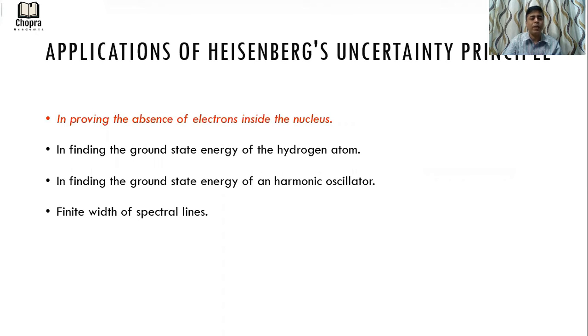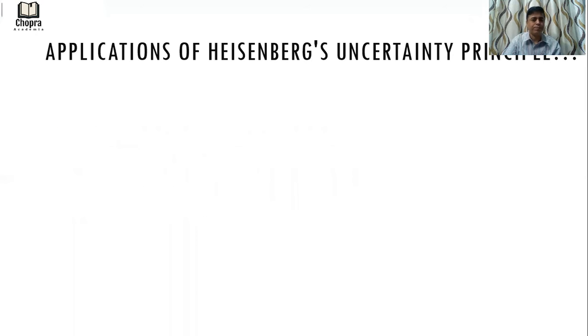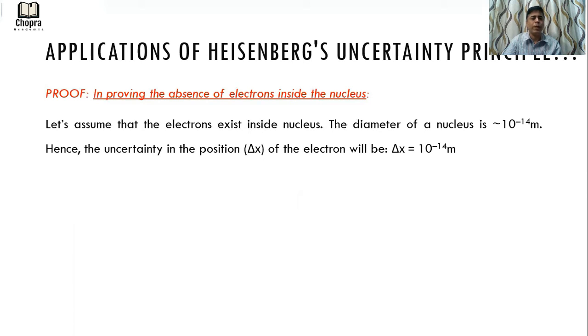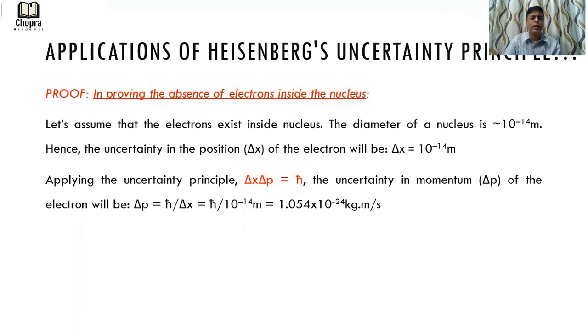So let us go with the first proof, that is proving the absence of electrons inside the nucleus. Let's assume that electrons do reside inside the nucleus. So let's start with that assumption. We know that the diameter of a nucleus is of the order of 10 to the power minus 14 meters. Hence, the uncertainty in the position of the electron, delta x, will be at max 10 to the power minus 14. That is the order of the uncertainty, that is your delta x.